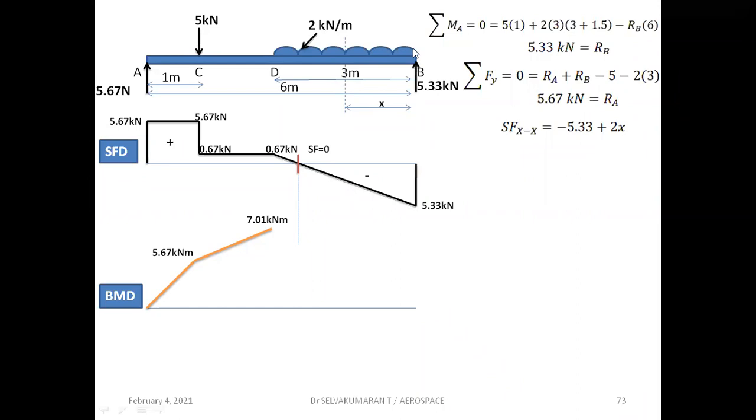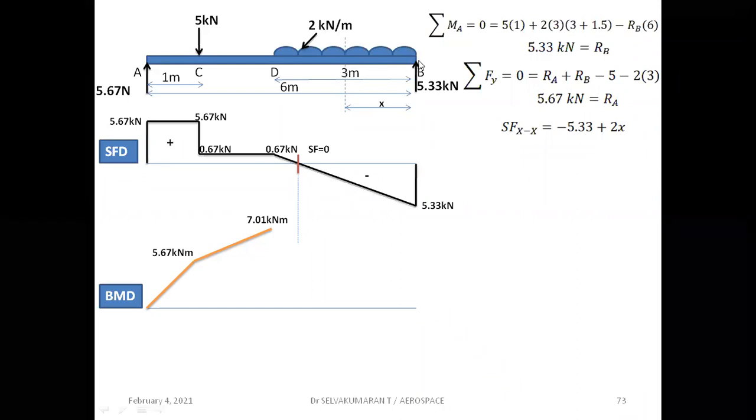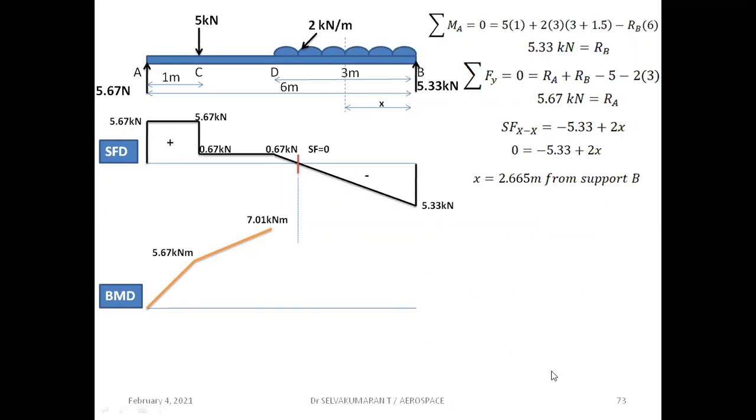So 2 is UDL multiplied by the run length, Newton per meter into meter, Newton. So 2 into run length is x. So equate this equation to 0, you get, after simplification, x is equal to 2.665 meter from the right hand support B. So at a distance of 2.665 meter from the right hand support B, the shear force is 0, which means that the bending moment is maximum.